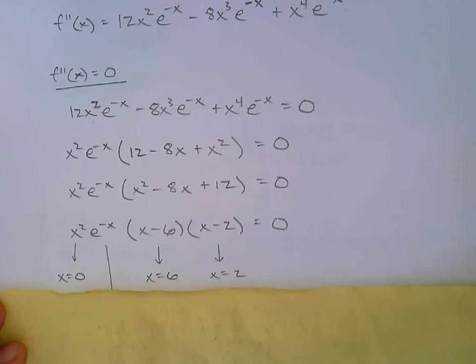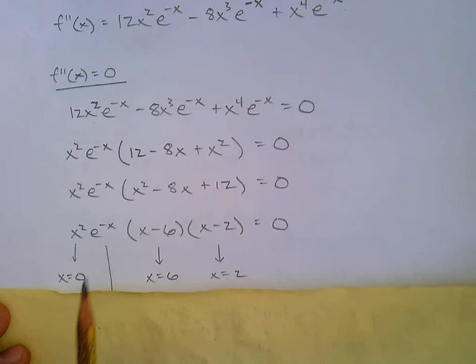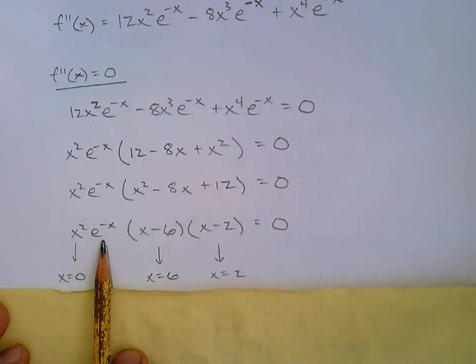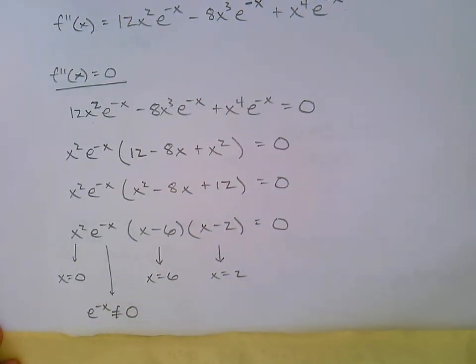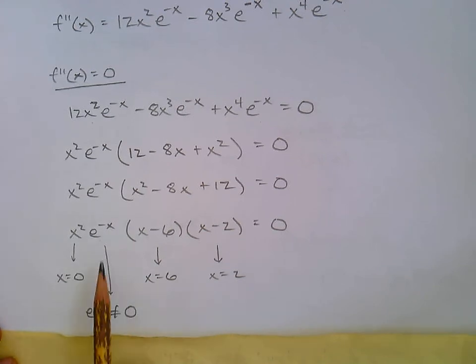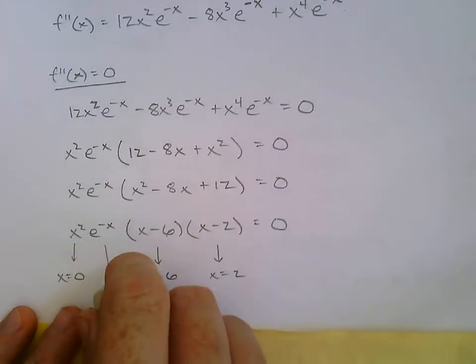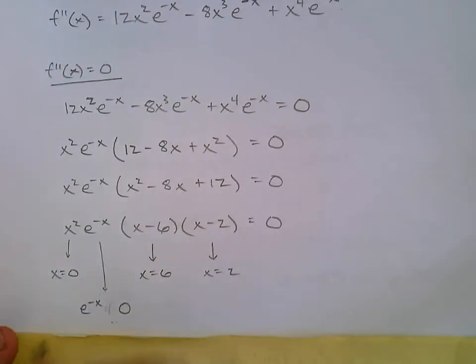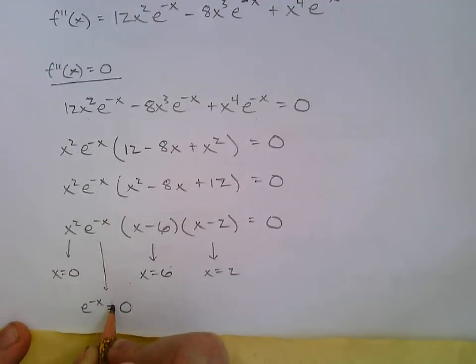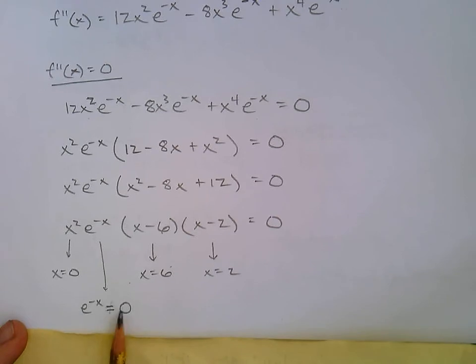Very nice. There is another factor in this whole thing, e to the negative x. Well, let's see what happens with that. If we set this factor equal to 0, it turns out there's no solution. E to the negative x equals 0. If we think, hey, is this possible? Could that equal 0?